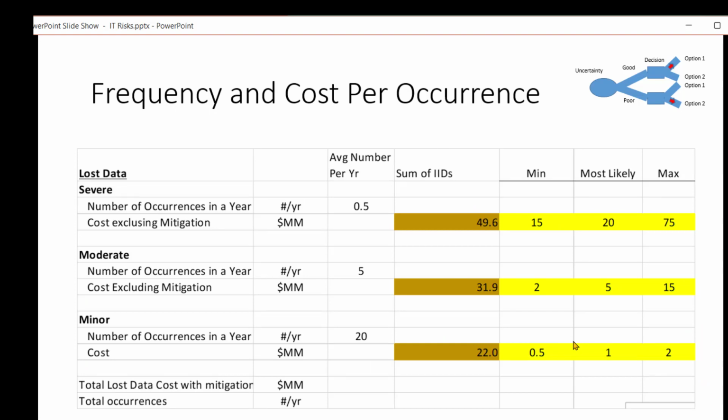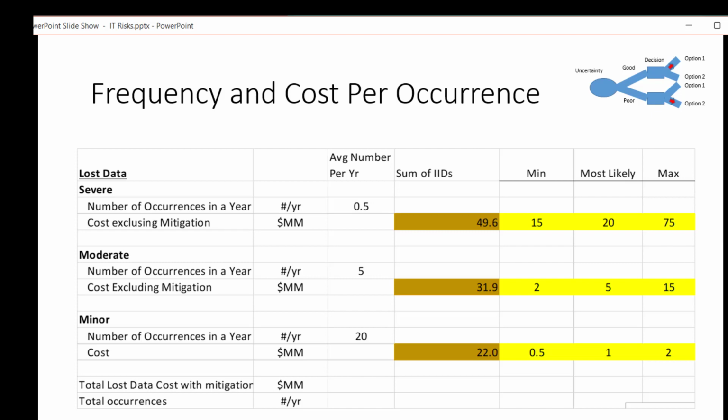So let's assume that we have three different types of data losses: severe, moderate, and minor. And the frequency is given by a Poisson distribution. I'm going to show you what that looks like here in a minute. We've already seen one previously. But in the severe, that happens like every other year on average, half an occurrence per year. But remember, we're not going to actually end up with a half.